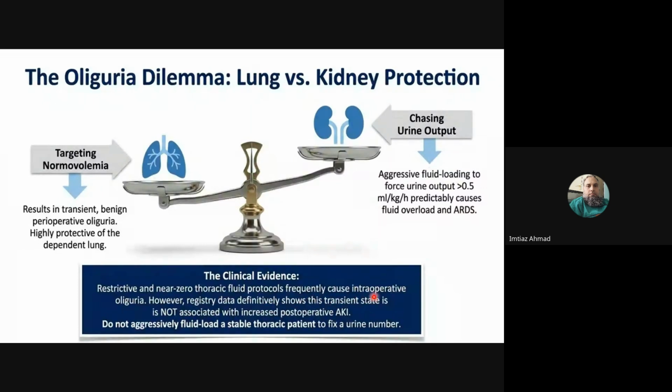The clinical evidence is that restrictive and near-zero thoracic fluid protocols frequently cause intraoperative oliguria. However, registry data definitely shows this transient state is not associated with increased postoperative acute kidney injury. So do not aggressively fluid load a stable thoracic patient to fix a urine number.